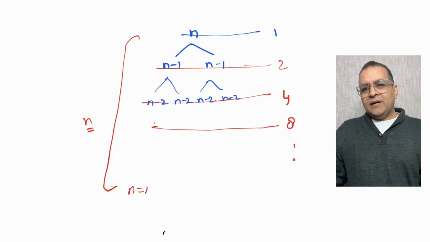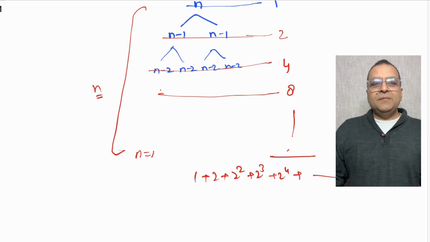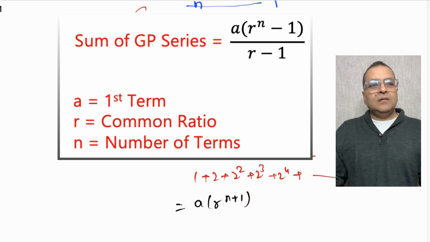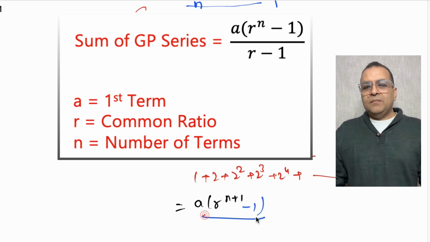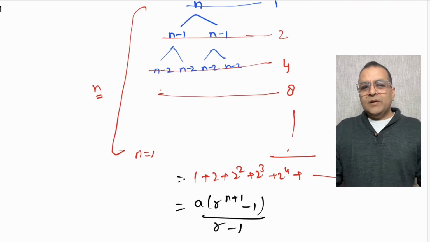Therefore, the total time taken will be 1 plus 2 plus 2 square plus 2 cube plus 2 raised to the power 4 plus so on plus 2 raised to the power n. This is a GP series and we know that the sum of a GP series is a into r raised to the power (n+1) minus 1 divided by r minus 1, where r is the common ratio. In this equation, r is 2 and a is 1.